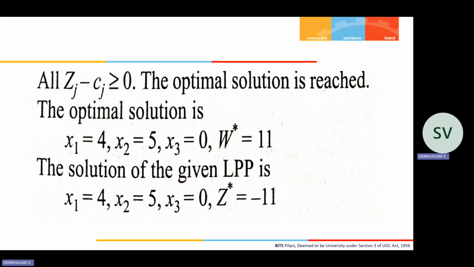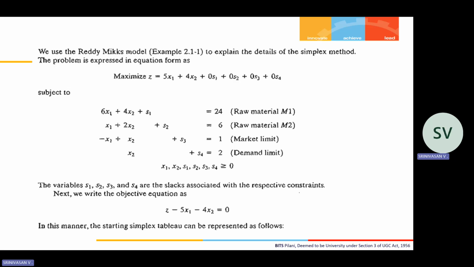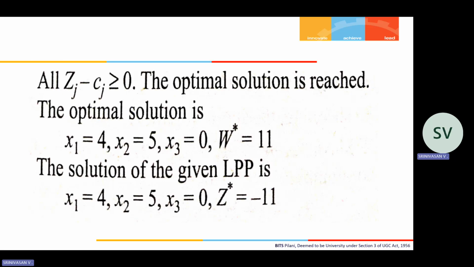Nothing wrong in it. Suppose if you feel that it is not appropriate, or if you are not comfortable, you can simply still write minimum z equal to. Okay, so maximum value of w is 11, w equal to minus z, therefore z is minus 11, and that is the minimum value of z. Okay, so you can straight away write the solution of the given LPP is x1 equal to 4, x2 equal to 5, x3 equal to 0, and minimum z equal to minus 11. The solution.